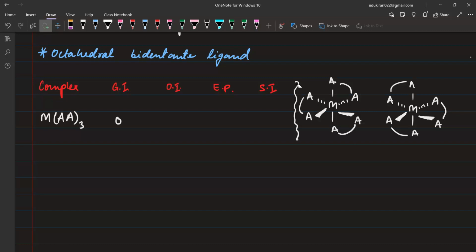For optical isomers, what should we check? For geometrical isomers, you have to check the ligands opposite to each other. For optical isomers, there are two things that we check. What are those two things? Tell me, guys. Come on, read, read quickly, read quickly, all of you. What are the two things that we have to check for optical isomers?